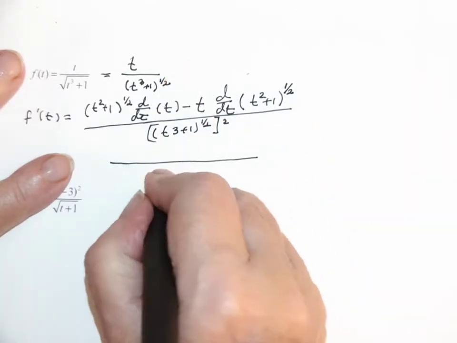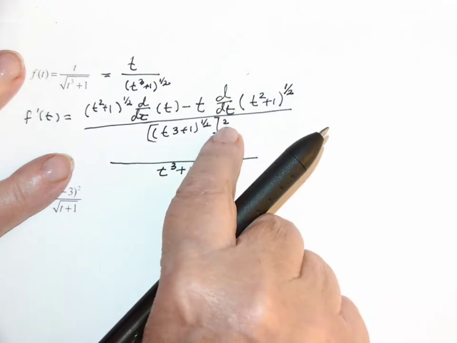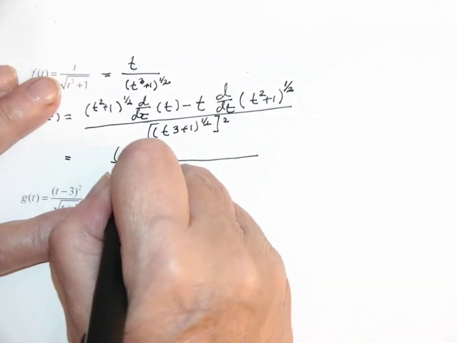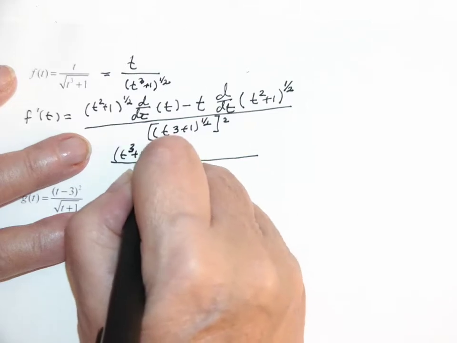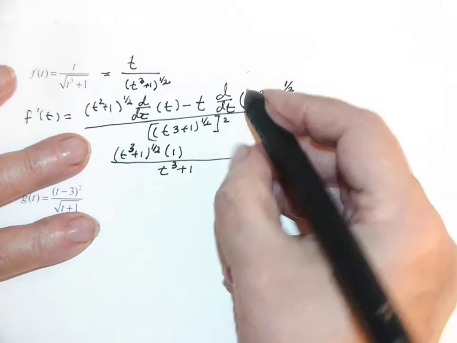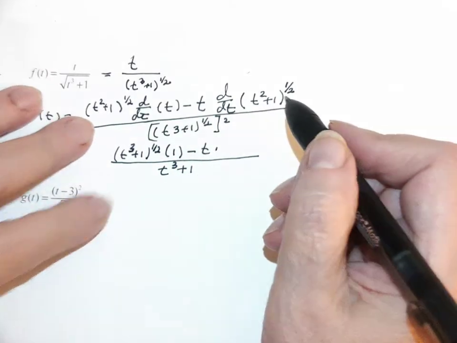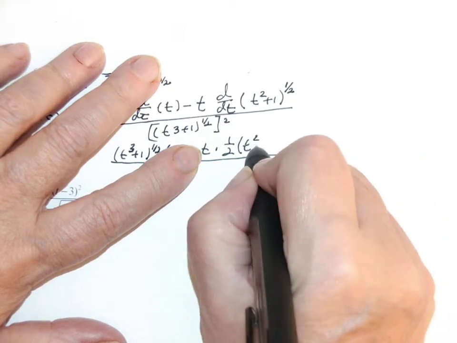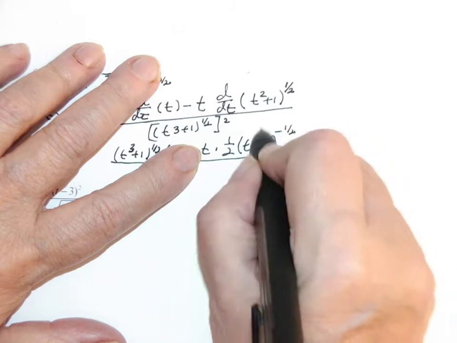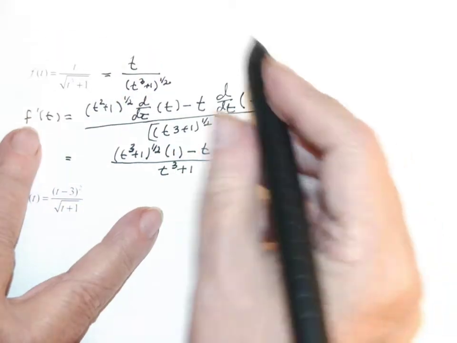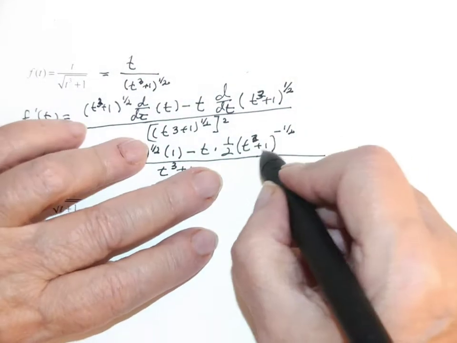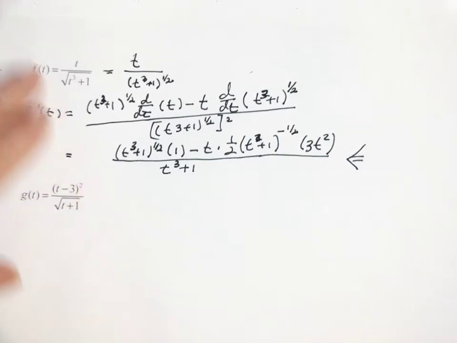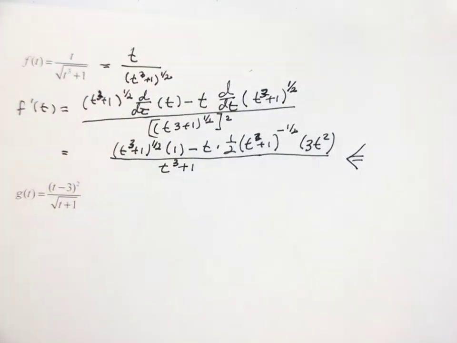So my denominator is just t cubed plus 1, because 2 times 1/2, you wouldn't have to do this, but 2 times 1/2 is just 1. So this would be t cubed plus 1 to the 1/2 times the derivative of t, which is just 1, minus t times, now this is chain rule, this is 1/2 times the blob to the negative 1/2, this is cube, times the derivative of t cubed plus 1, which is 3t squared. There's all kinds of gross things you can do with that, all of which we won't do because we're not in that chapter.